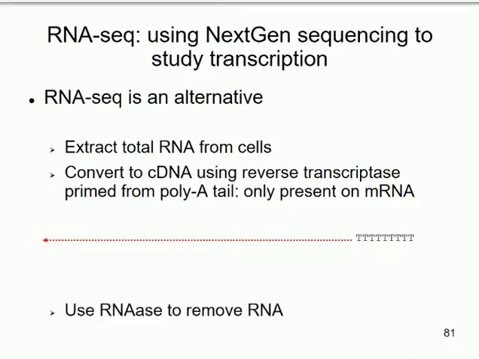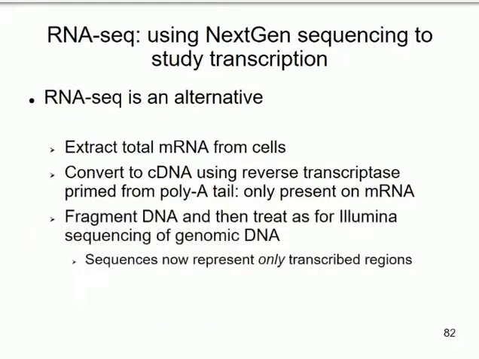You then get rid of the RNA using a DNase-free RNase that digests away all the RNA, so you're left only with cDNA. And then from that point on, it's pretty much the same as standard Illumina sequencing. You take your cDNA, you fragment it, you attach primers to the ends, and that's your library, which is then hybridized to a flow cell, and you can then sequence that using standard Illumina technology.